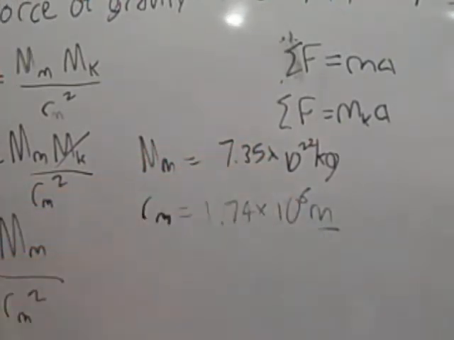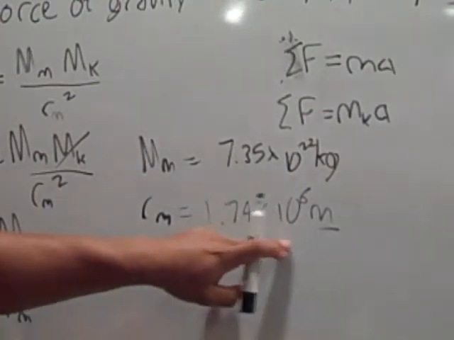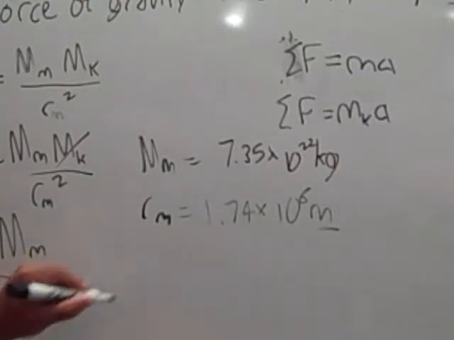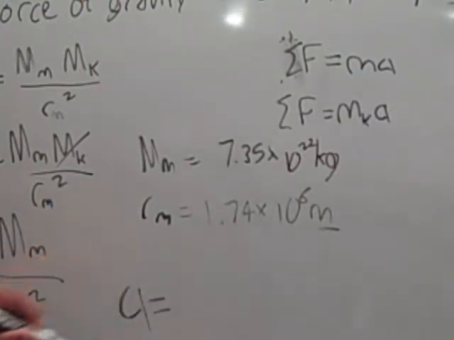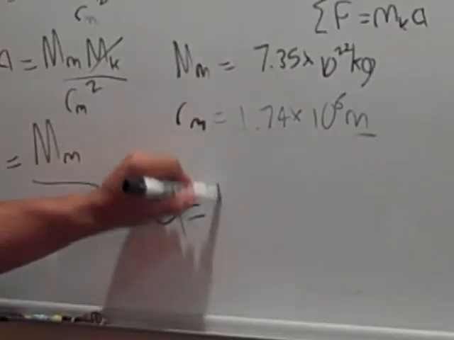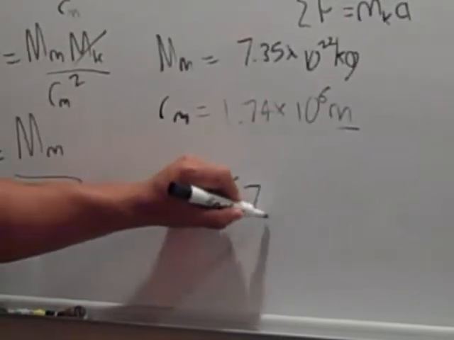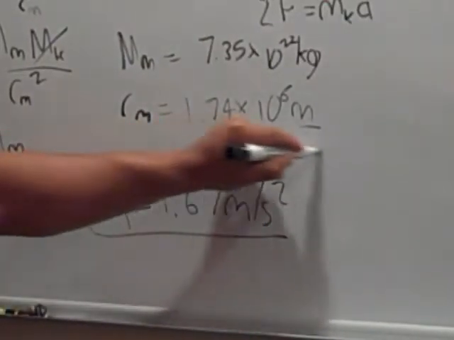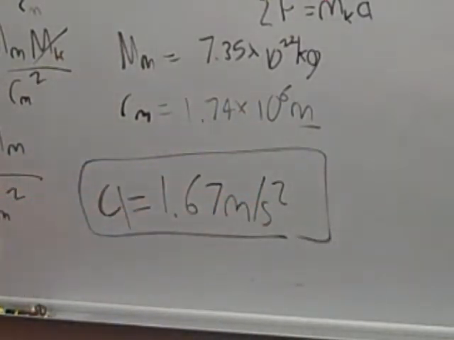And meters is important because you don't want to keep it in kilometers. Most values you'll get in kilometers, but you have to use meters for this problem. So once you plug that in, you'll get the value. Acceleration due to gravity equals 1.67 meters per second squared. This value is 1/6 of the acceleration due to gravity on the planet Earth.